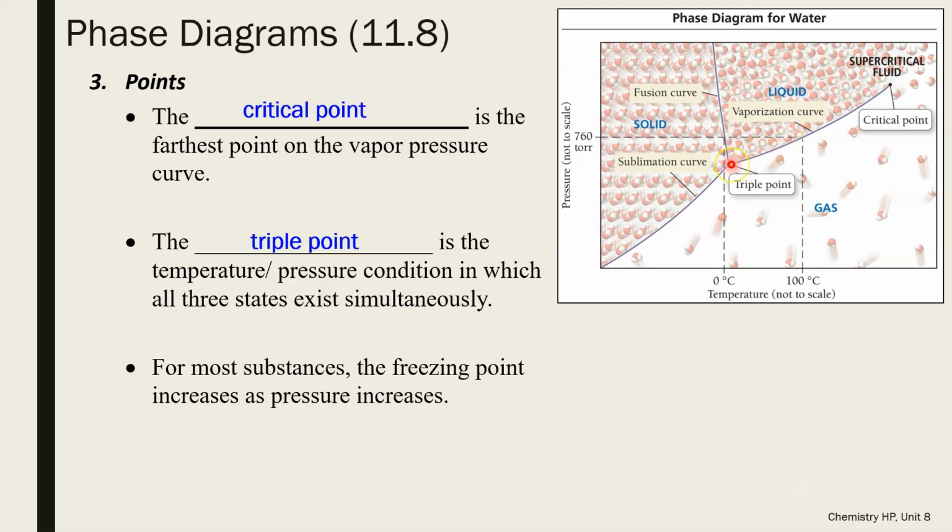So water's triple point is found to be at a temperature slightly above 0 degrees Celsius, but fairly well below 760 torr. So we don't see water hitting its triple point under normal conditions. It's not something we would see. We would have to manufacture those conditions to get ice, water, and steam existing all together at the same time. Okay, for most substances, the freezing point increases as pressure increases.